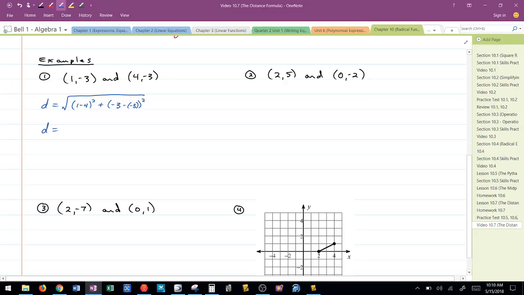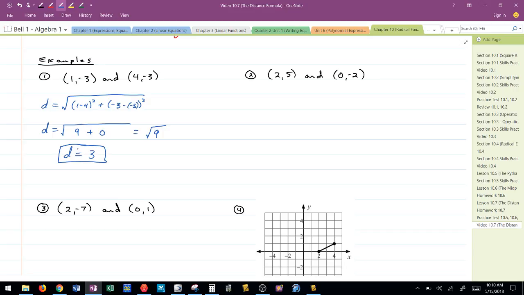That tells me that the distance would be the square root of negative 3 squared, which would be 9, plus negative 3 minus negative 3, that's going to be 0 squared, which is 0. That gives me the square root of 9. I can simplify the square root of 9, and that tells me I have a distance of 3. So that's how the distance formula works. I've got a couple more examples to go through.